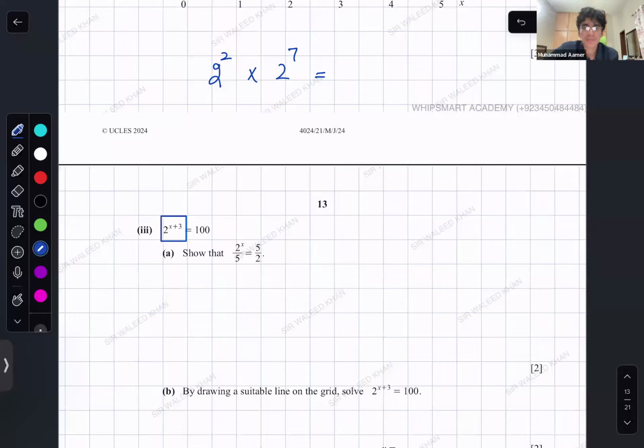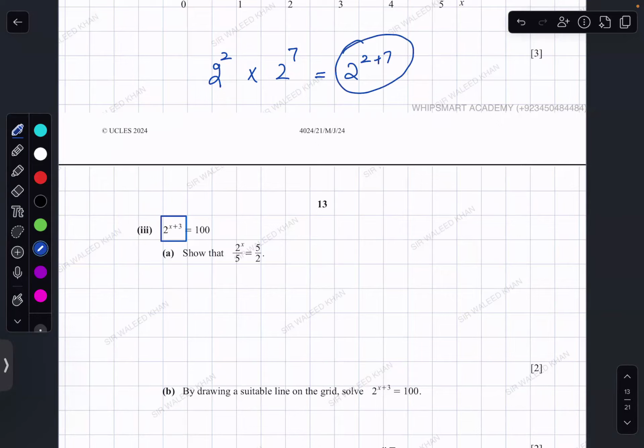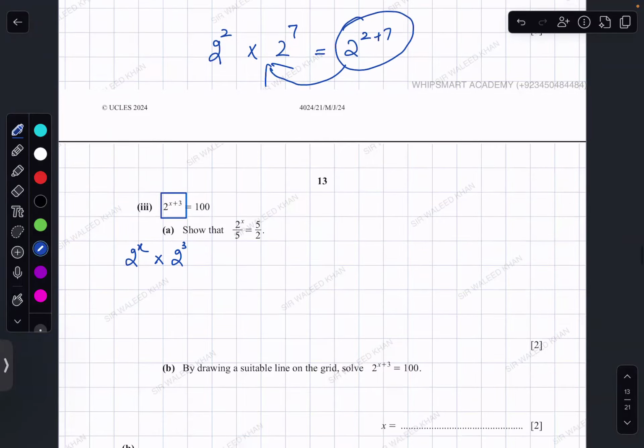Sir, they add. So if we have a statement like this, can I convert it back like this? No. So I can write 2 power x plus 3 as 2 power x times 2 power 3. Okay. 2 power x times 2 power 3 is equal to 100.